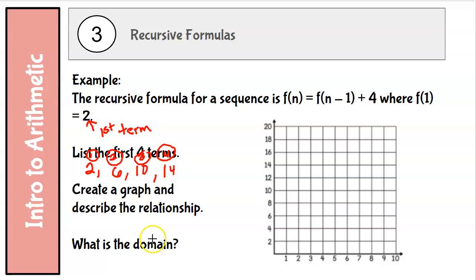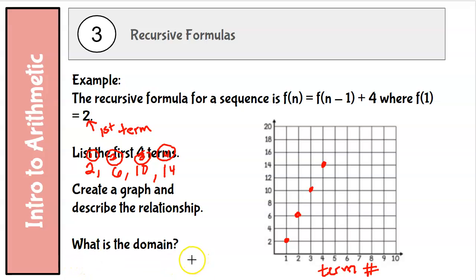Create a graph and describe the relationship. So I'm going to use this as the term number, and then this is going to be the value of that term. So term number 1 is 2, term number 2 is 6, term number 3 is 10, and term number 4 is 14. Can you describe the relationship here? Well, for every increase in term, we are adding 4. Do you see that? For every increase in term number, I am adding 4. That's how I would describe the relationship.